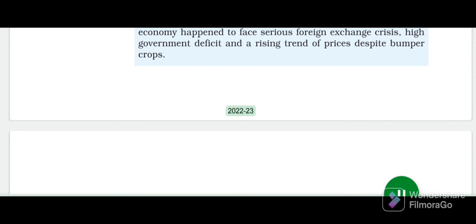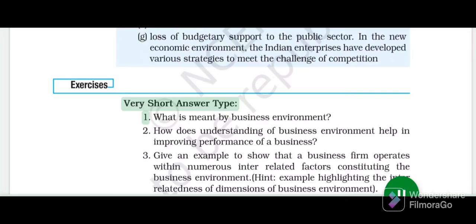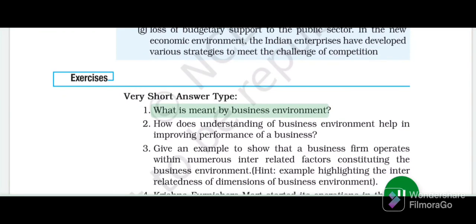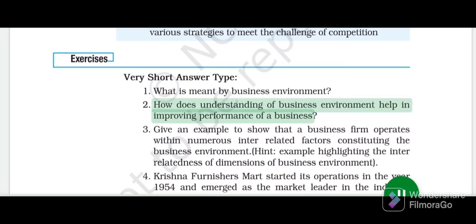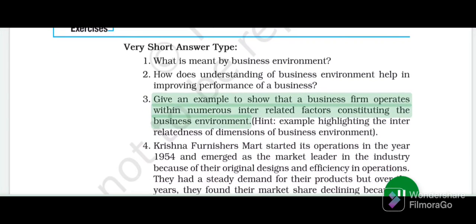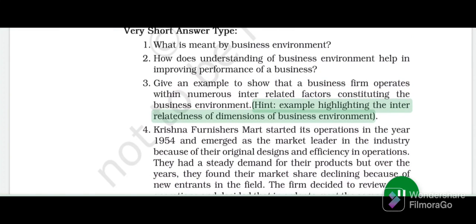Business Studies. Very short answer type. 1. What is meant by business environment? 2. How does understanding of business environment help in improving performance of a business? 3. Give an example to show that a business firm operates within numerous interrelated factors constituting the business environment. Hint. Example highlighting the interrelatedness of dimensions of business environment.